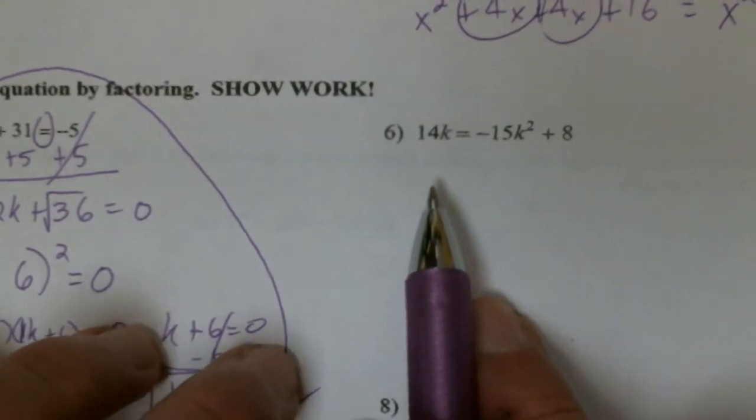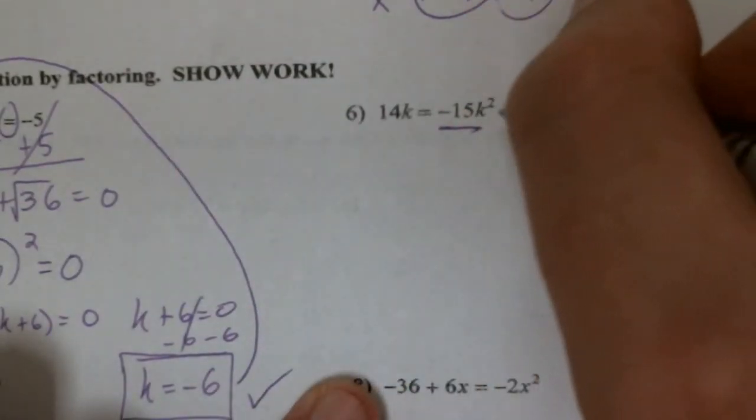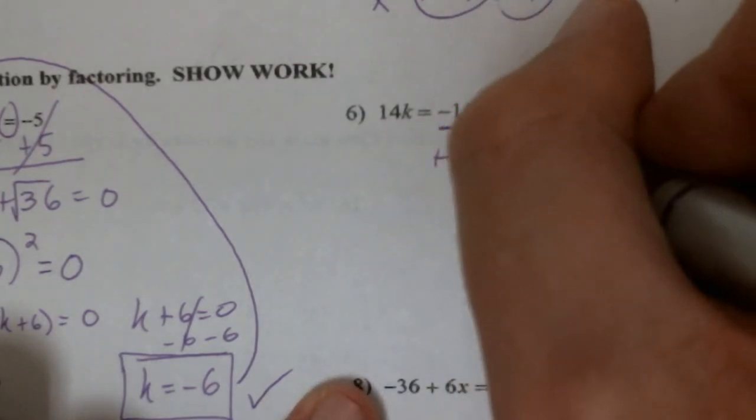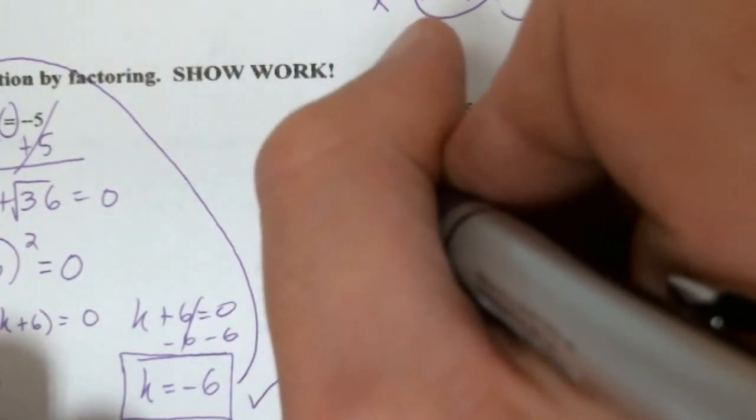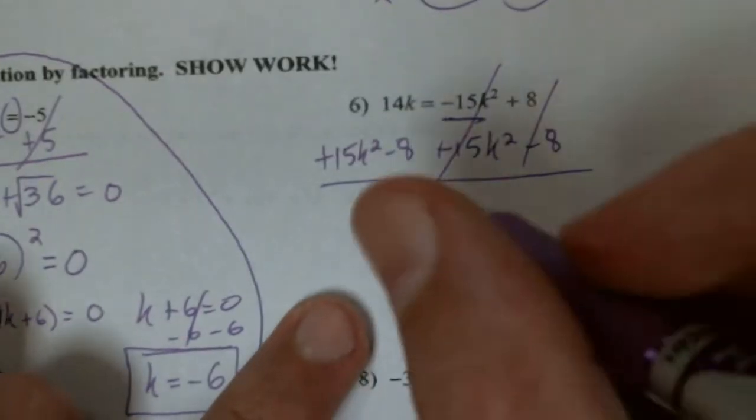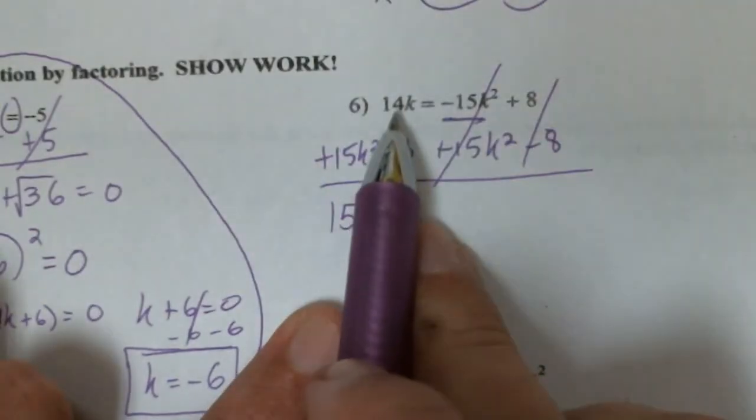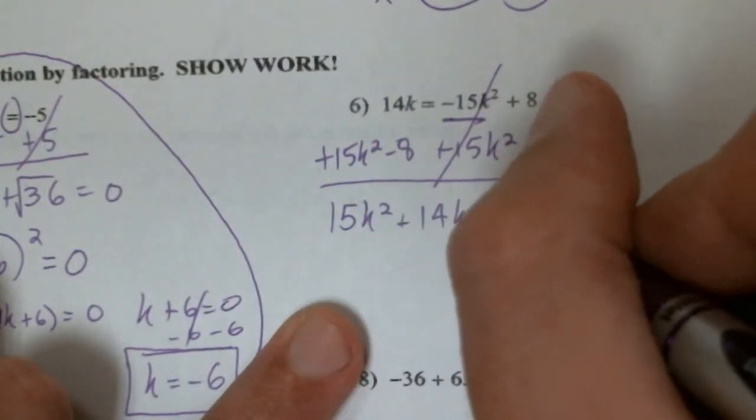All right, number 6. All right, I want that squared term to be positive, so let's move both of these guys to the other side. I'm going to add the 15k squared. I'll subtract the 8. And y'all should just be able to do this in your head, but I'll do it anyway. So I'm going to have a positive 15k squared plus the 14k that's already on the left-hand side minus the 8 that I moved to the other side.